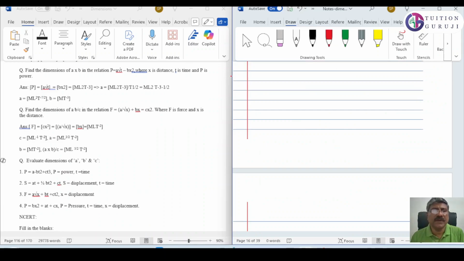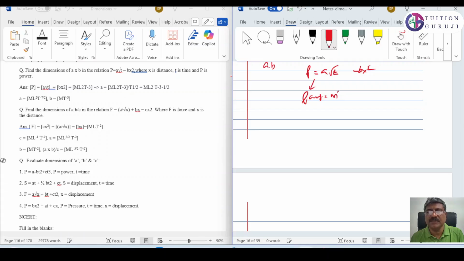Find the dimensions of A, B in the relation P is equal to A root T minus B x square. Okay, where P is power, which is energy by time, equal to m L square T to the power minus 2 by T, which is equal to m L square T to the power minus 3. Okay. And T is, as you know, time, and X is equal to length.